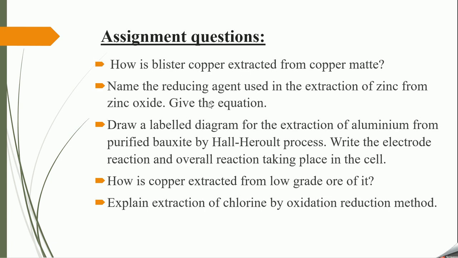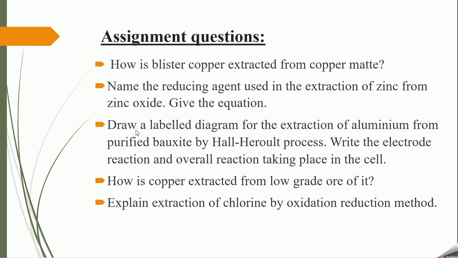Here you can see the assignment questions. First one is, how is blister copper extracted from copper matte? Second question, name the reducing agent used in the extraction of zinc from zinc oxide. Give the equation.